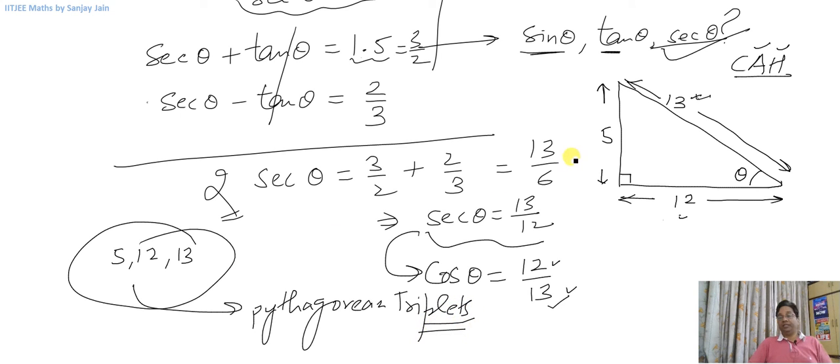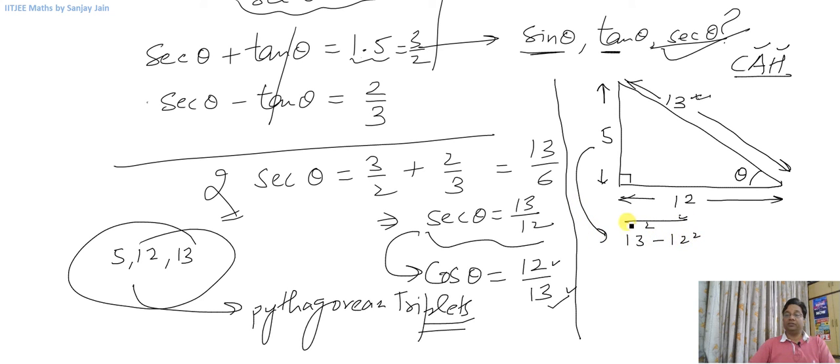If somebody is not comfortable with this idea of finding it directly, he or she can always apply the Pythagoras theorem and write this side as square root of 13 squared minus 12 squared. This is 169, this is 144, and the difference is 25, so you can write it as 5 units.